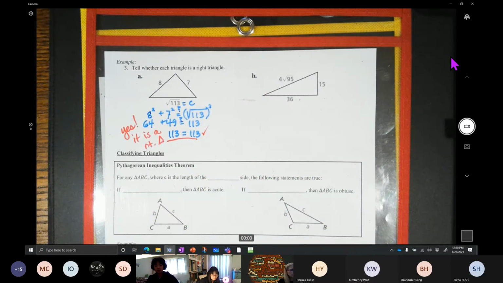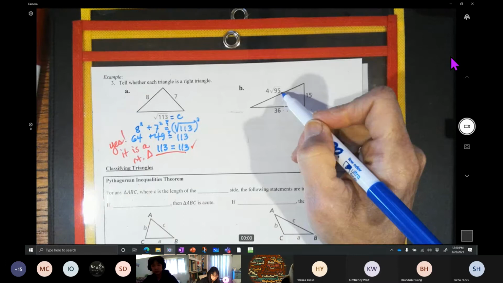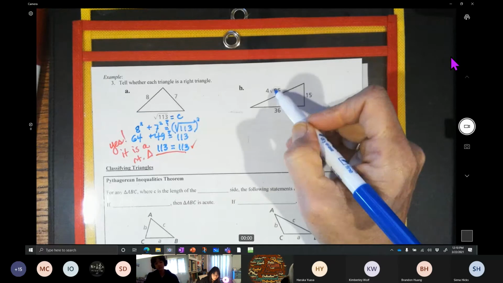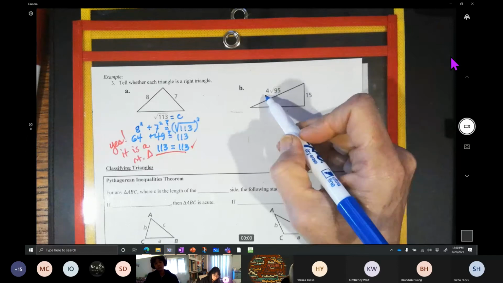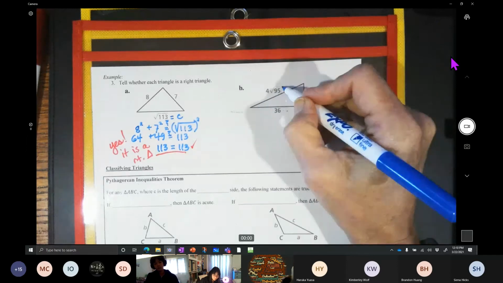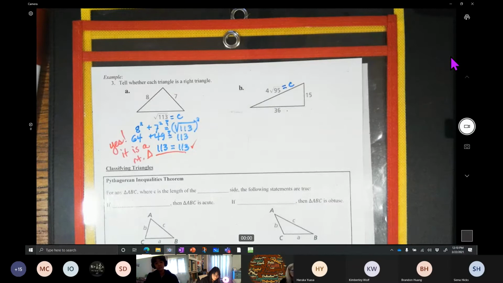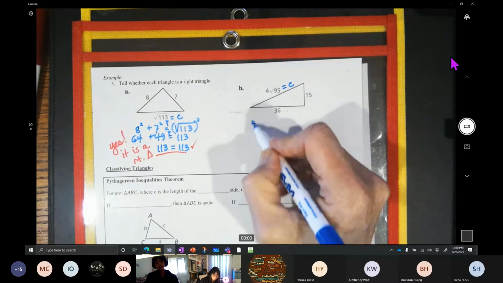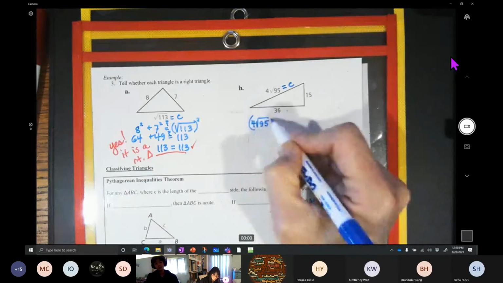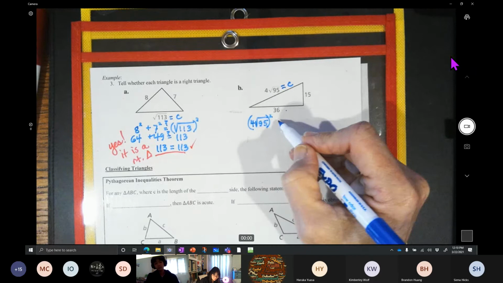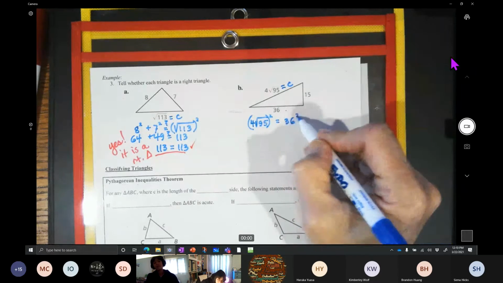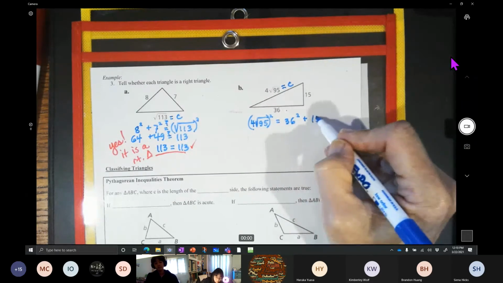Now I'm going to look at this one. Same thing. Let's see. Root 95. Well, I know that's going to be a little less than 10. And 10 times 4 is going to be about 40. So this is definitely my hypotenuse. So I'm going to do the same thing. 4 times root 95 squared should equal 36 squared plus 15 squared.